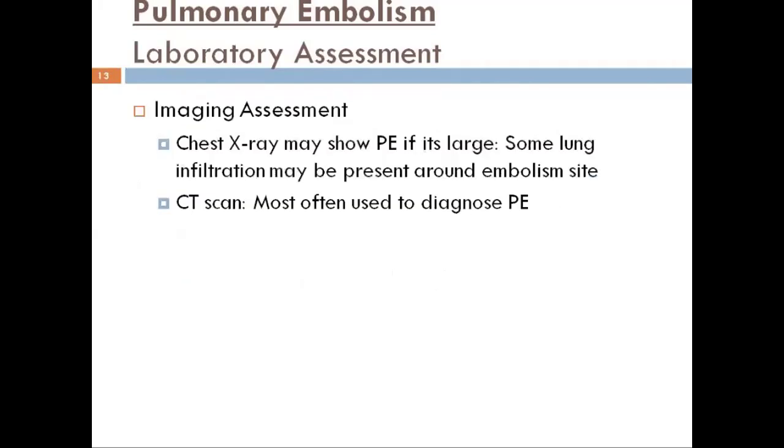And if you do imaging assessments, on chest X-ray, the X-ray may show signs of pulmonary embolism if it's large, right? If it's large. Some lung infiltration may be present around the embolism site. And then the CT scan is most often used to diagnose PE, and you may see signs of pulmonary embolism on CT scan as well.